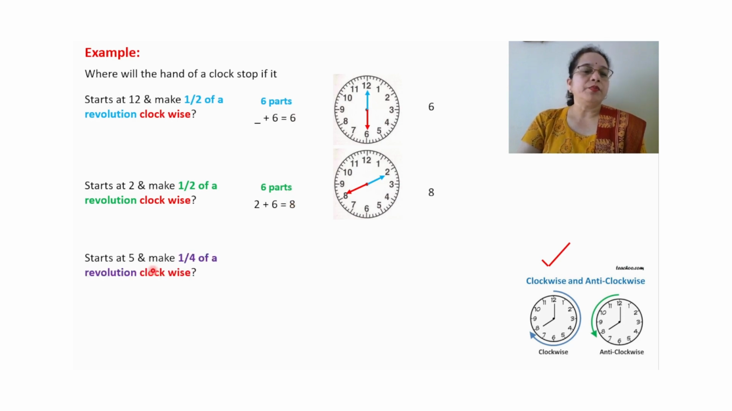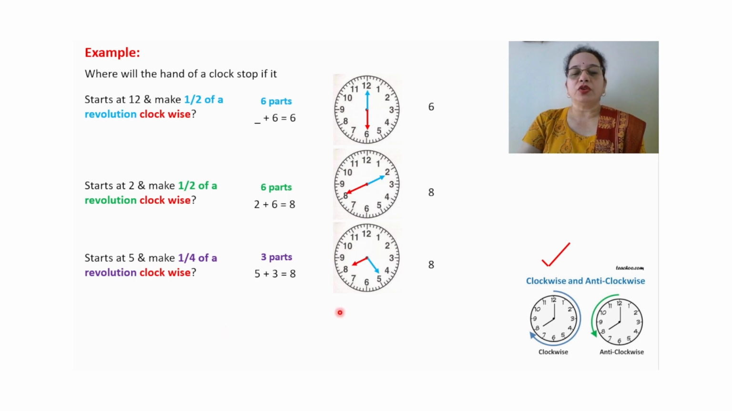Take the next one. Starts at 5 and makes 1/4 of a revolution. 1/4 revolution means how many parts? 3 parts. 3 parts, we will start counting from 5. So 5 plus 3 will give you 8. What does it mean? The hand will stop at 8. You can see the watch also.